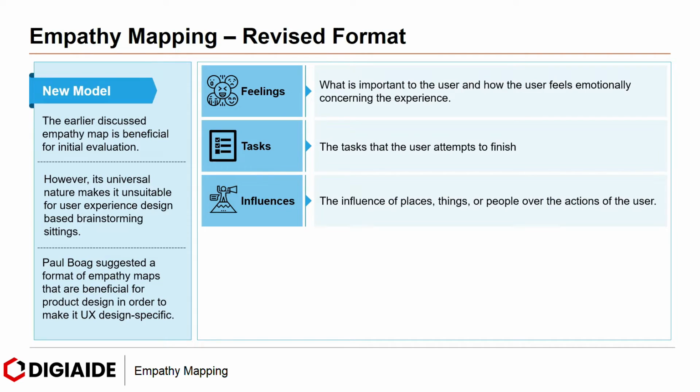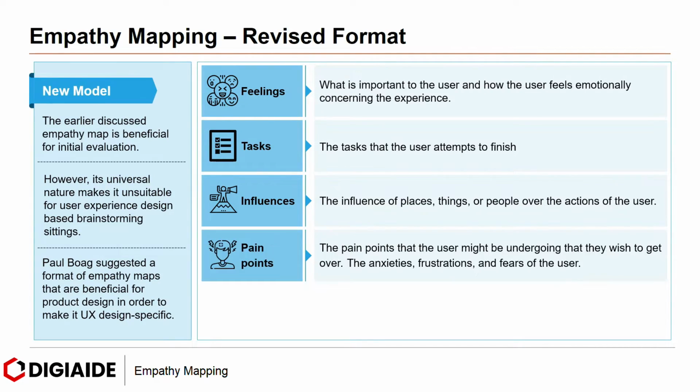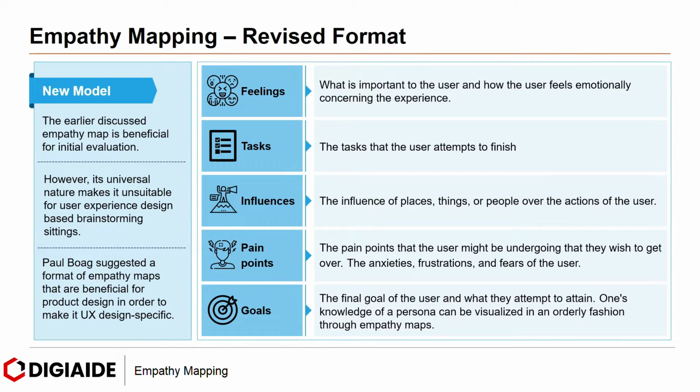Third, influences. The influence of place, things or people over the actions of the user. Fourth, pain points. The pain points that the user might be undergoing that they wish to get over. The anxieties, frustrations, and the fears of the user. And finally, goals. The final goal of the user and what they attempt to attain. One's knowledge of a persona can be visualized in an orderly fashion through empathy maps.